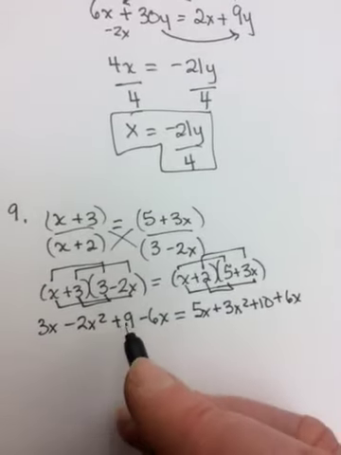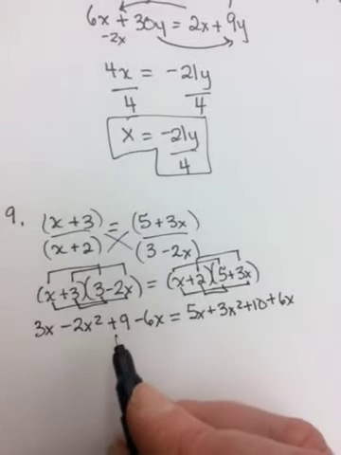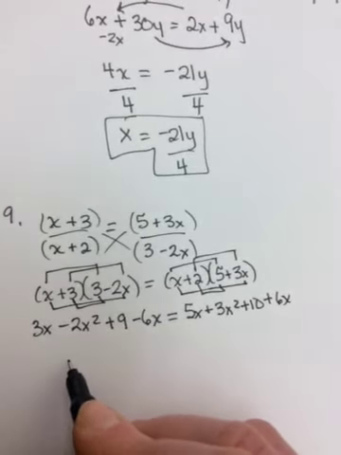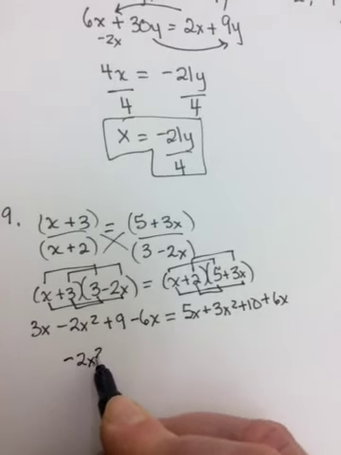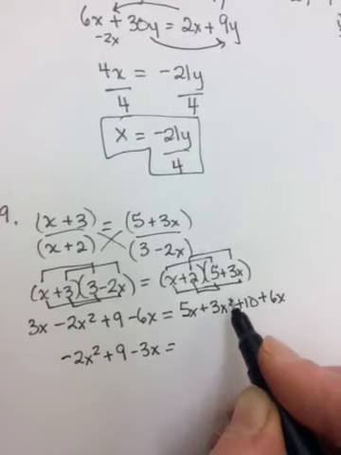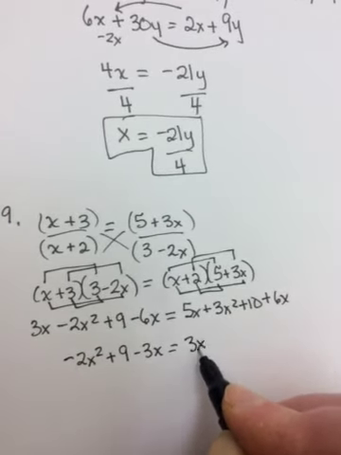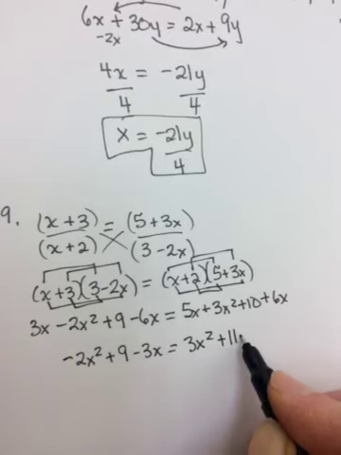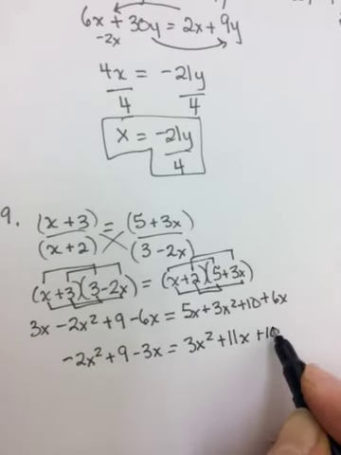Okay? And so now we can write this in an order that looks a little nicer. We can put our 3x and our 6x together. So negative 2x squared plus 9 minus 3x on this side. And on this side, I'm going to write my 3x squared term first. 5x plus 6x would be plus 11x plus 10.